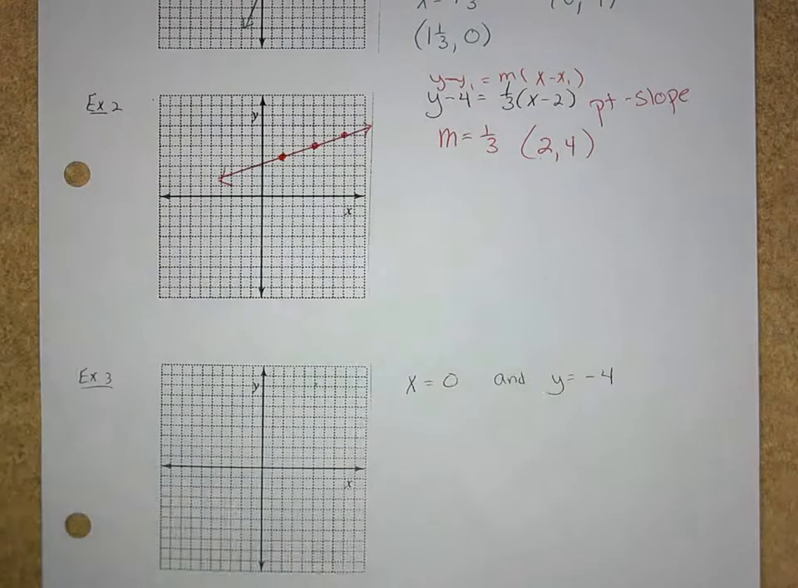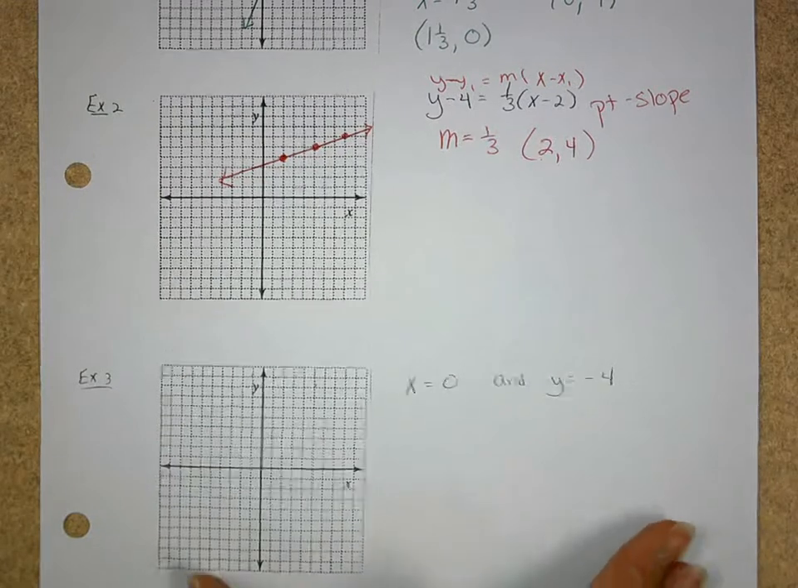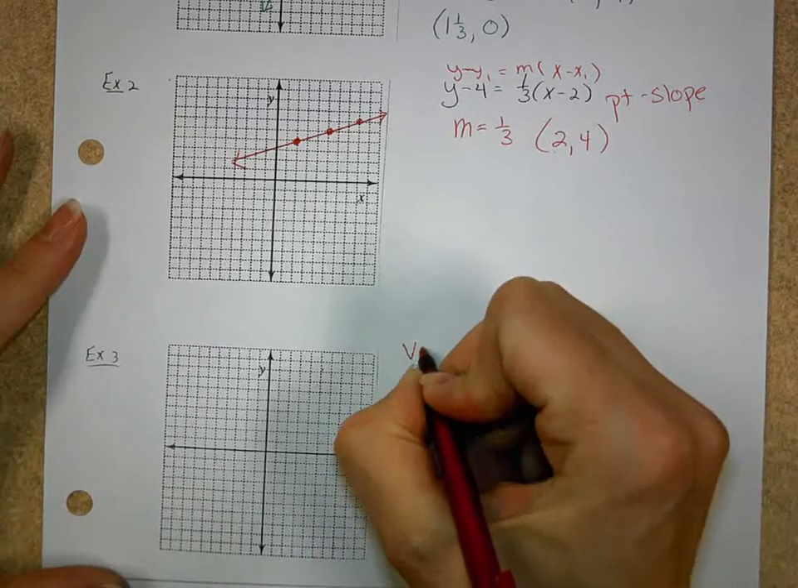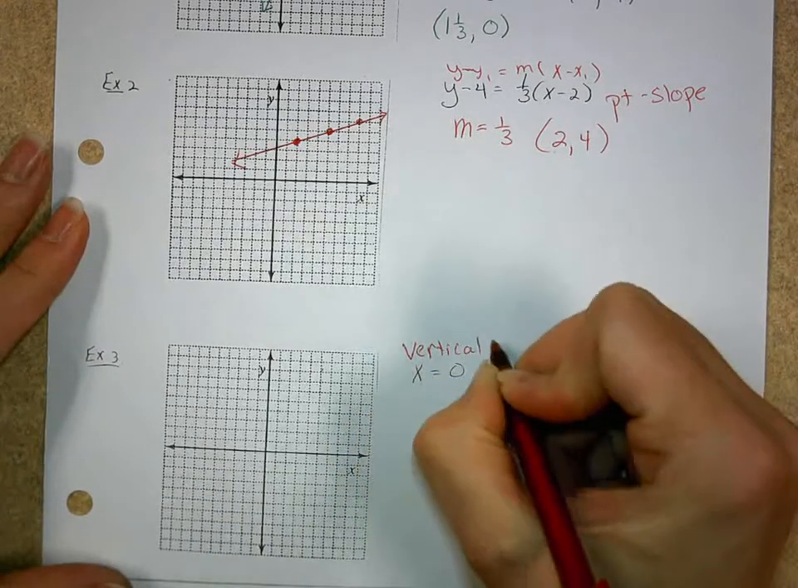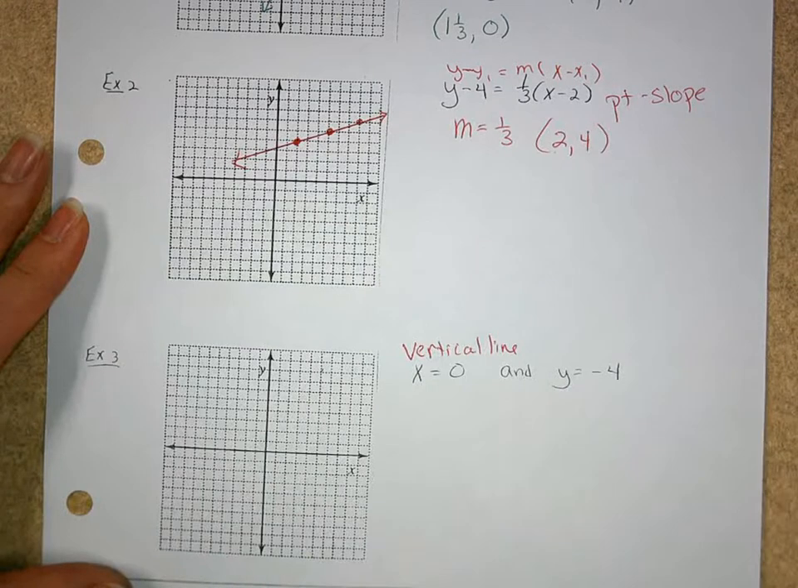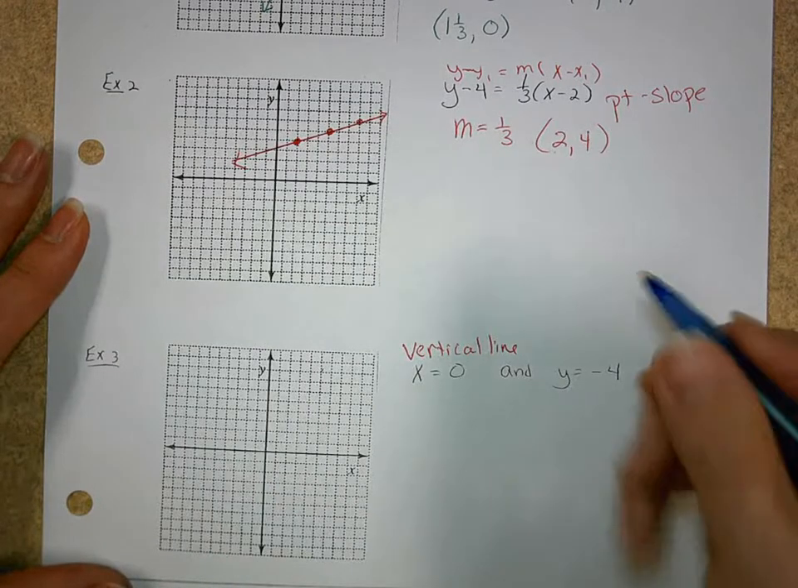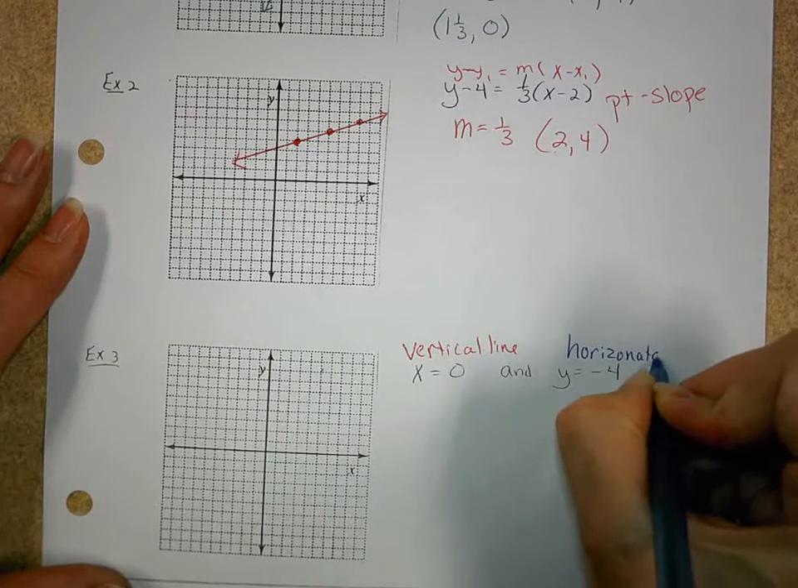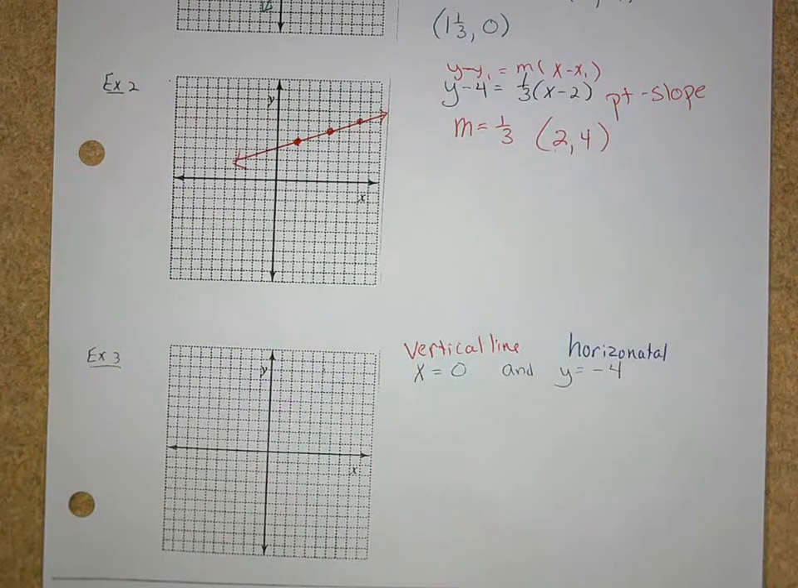Now, the next two is actually 2 different graphs. I don't know if you see this or not, but what type of line is the first line if it's an x equal? Very good. It's a vertical line. What type of line is the y equals a negative 4? That's a horizontal line. Very good. So let's do the vertical line first.